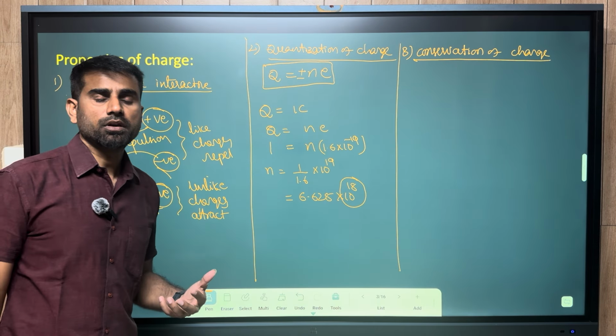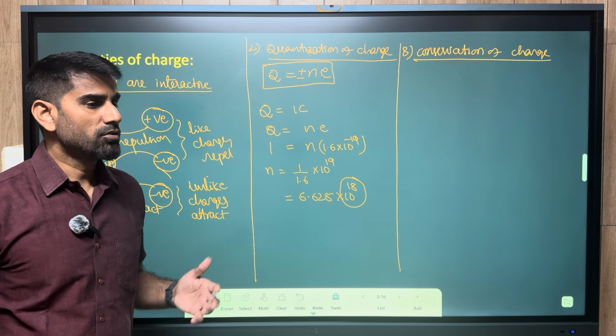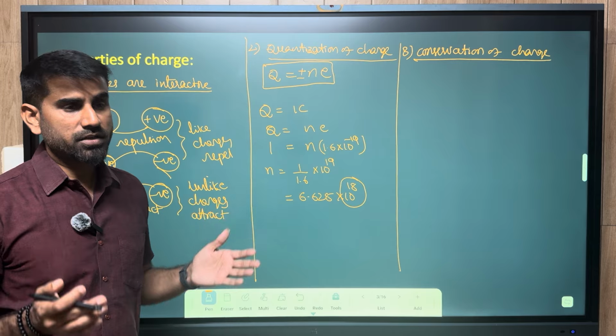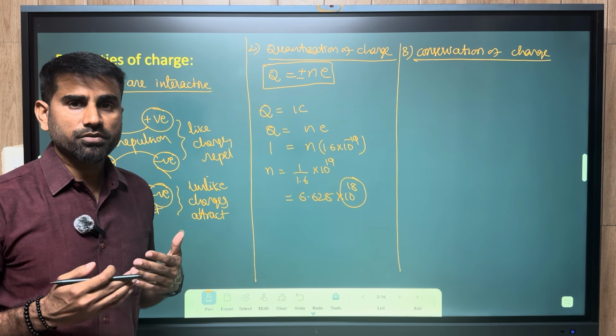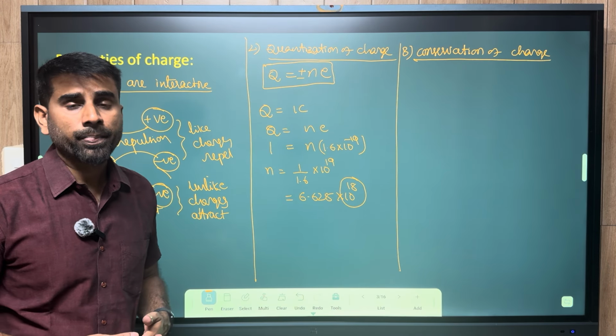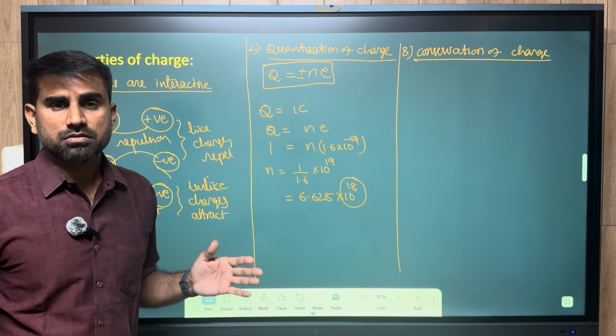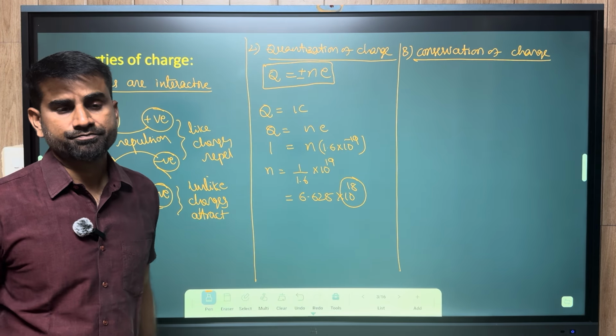How do we state the conservation of energy? It goes like this: energy cannot be created or destroyed. It can be transferred from one form to another form, or from one body to another body. However, the total energy of an isolated system remains constant.